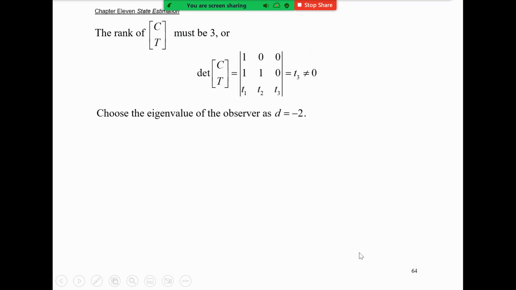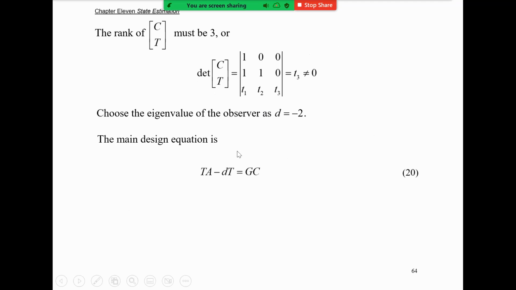Now, then we choose the eigenvalue of the observer. So here, just for simplicity, you can choose -1, -3, but here I choose -2. Like I said, it's up to you. If you encounter a similar problem, you can just choose any number you like. You want to choose some simple number to simplify your calculation.